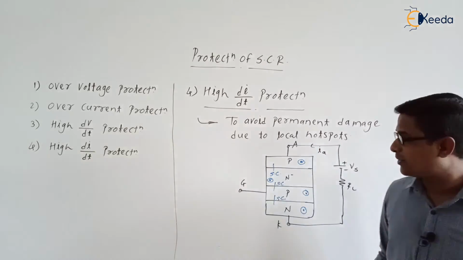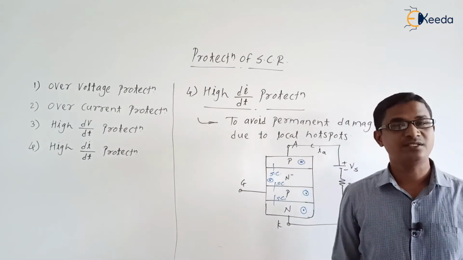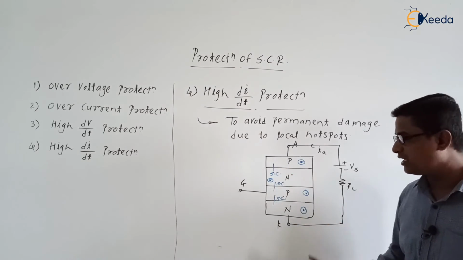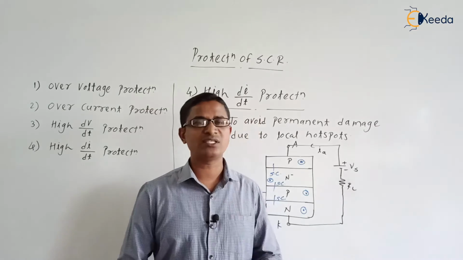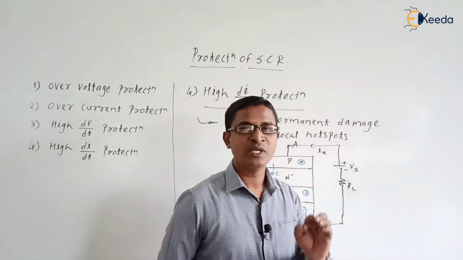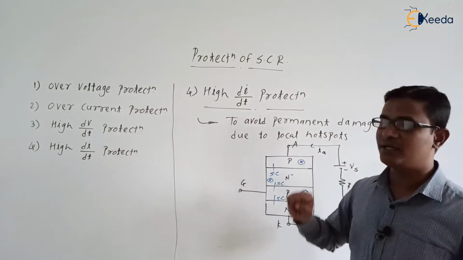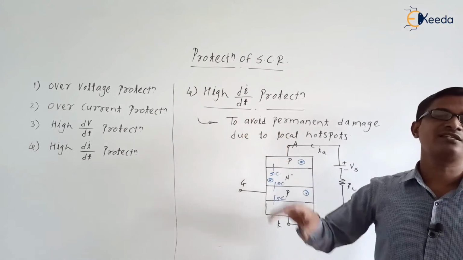When the charges are moving slowly, definitely the temperature will be reducing. So due to that what will happen? Throughout the structure of the SCR we will not get a uniform temperature. So at some points we will be getting high temperature, and these points are known as the local hotspots. Due to that the SCR may get damaged permanently. So this is about the high di by dt. This is about why we need to protect the SCR against high di by dt.